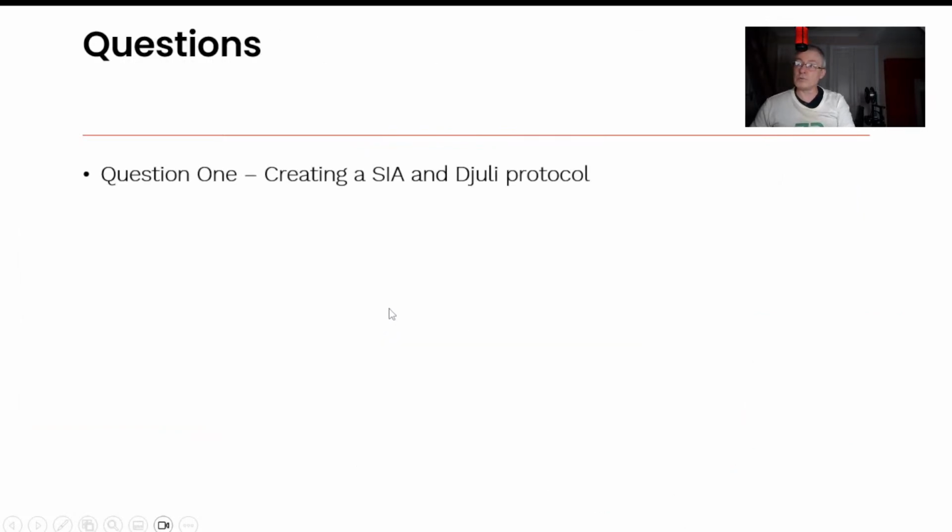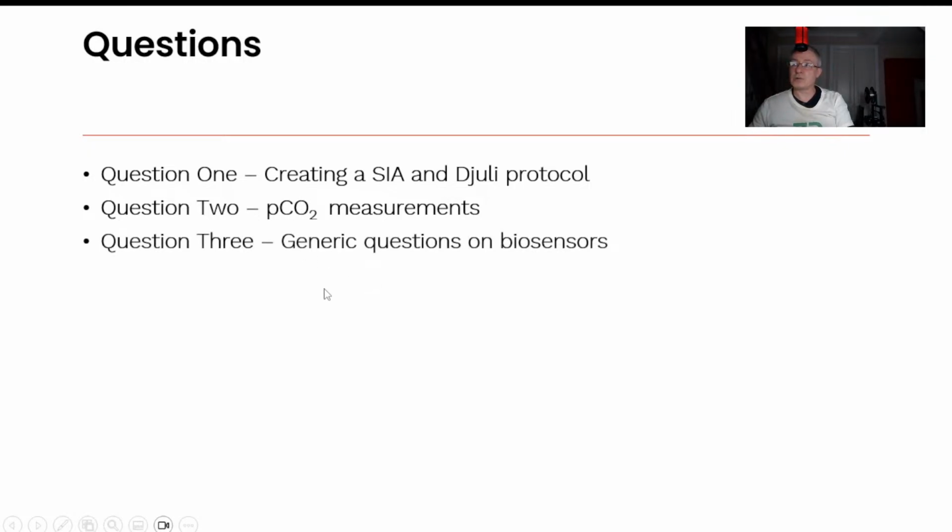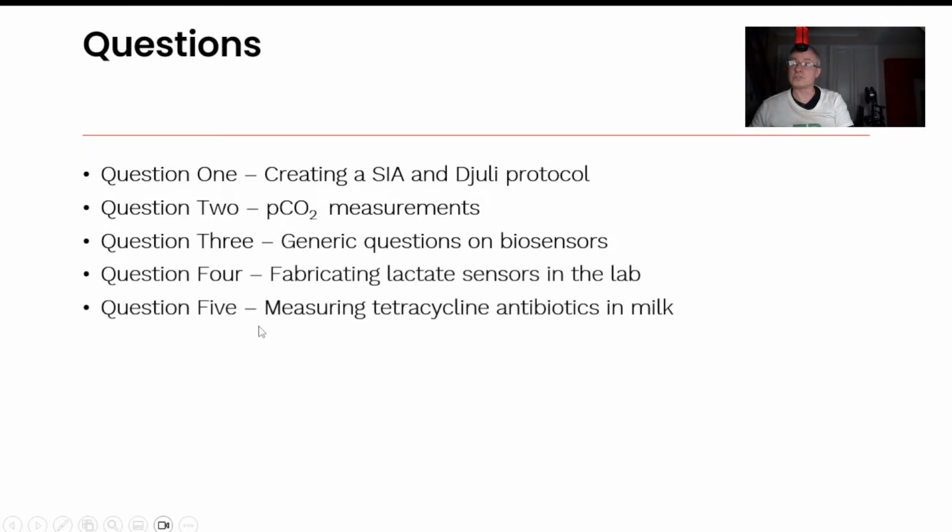So question number 1 was about doing lab experiments on SensiAll. Question number 2 was about PCO2, which is partial pressure carbon dioxide in blood. Question number 3 was generic questions on biosensors, which I showed you how easy these sensors are to click in and click out of the SensiAll platform. Question number 4 was about making lactate sensors in the lab. Question number 5 was about how to translate scientific papers into, let's say, products. And question number 6 was about measuring dopamine.